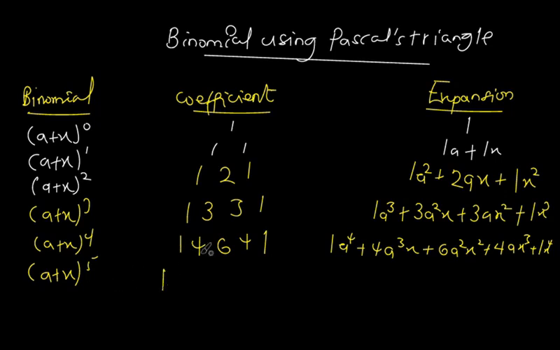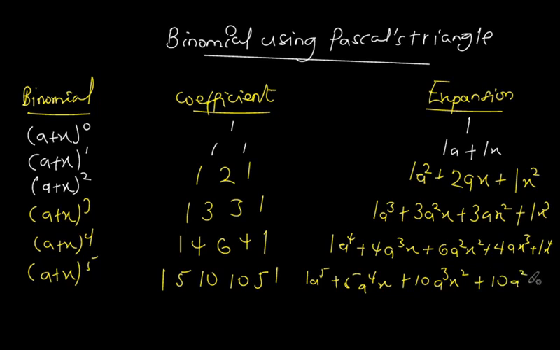We repeat the 1, plus 4 is 5, then 4 plus 6, sorry, will give us 10. 6 plus 4 will give us another 10, and then 4 plus 1 will give us 5, and then we repeat the 1. So this expansion will give us what? 1a raised to the power 5 plus 5a power 4 x, then plus 10a power 3 x squared plus another 10 again, a squared x cubed, then plus 5a x power 4, then plus 1 x power 5.